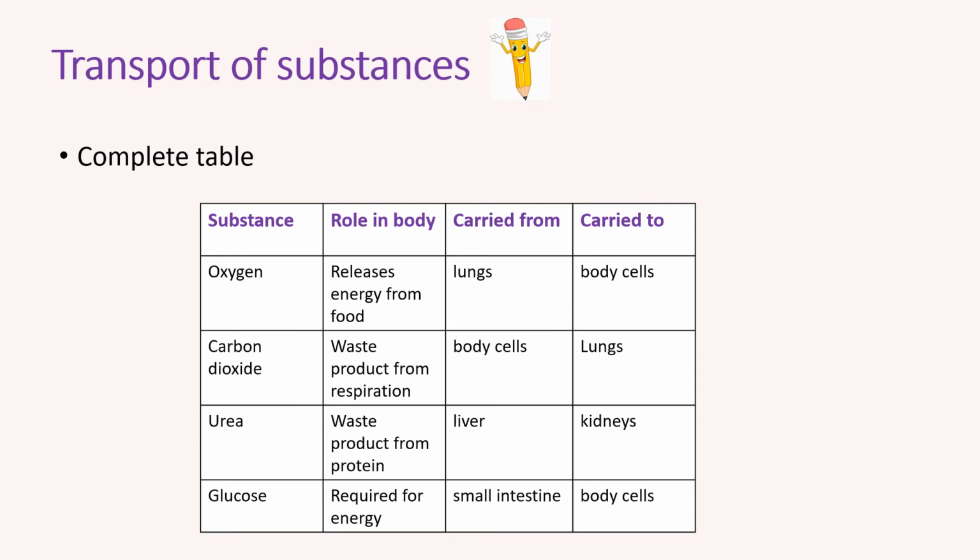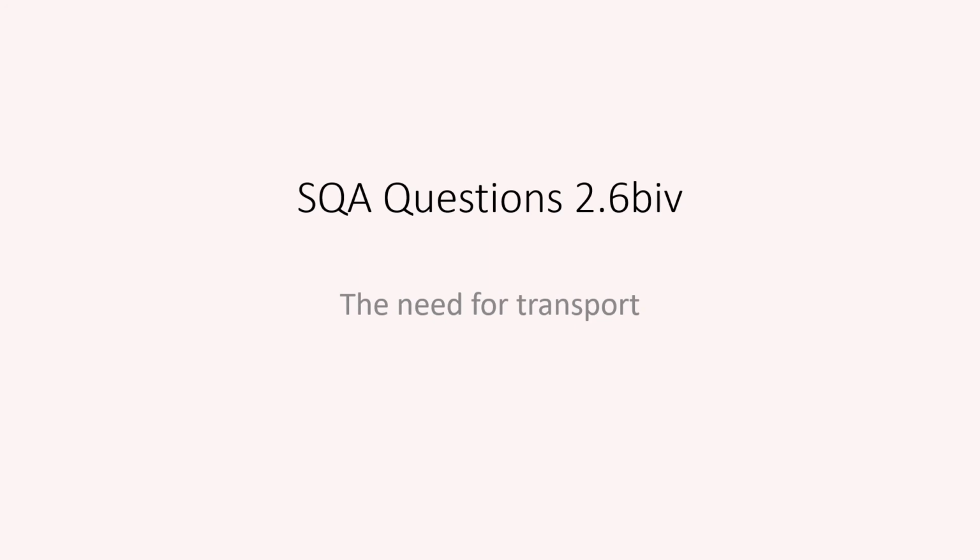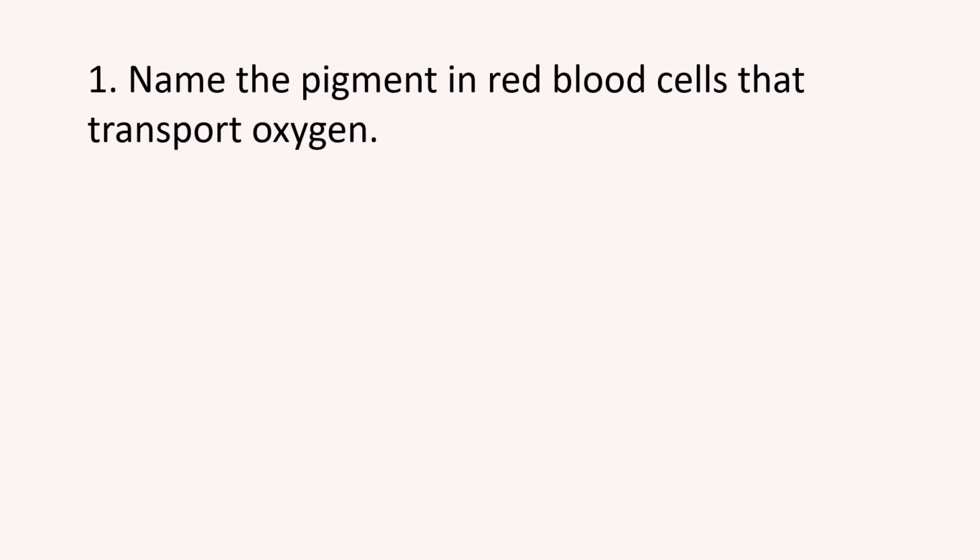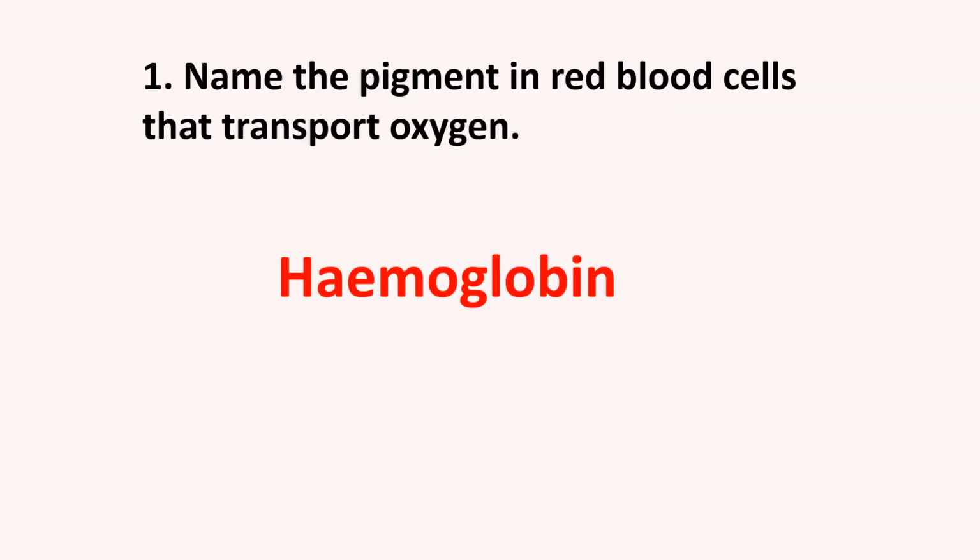If not, make sure you know this table. So let's try to answer some of the SQA past paper questions. So the first question says, name the pigment in red blood cells that transport oxygen. So pause the video and try to answer the question. So it should be hemoglobin is the pigment in red blood cells that carries oxygen. So well done if you got that correct. If not, you'll need to watch the video again.